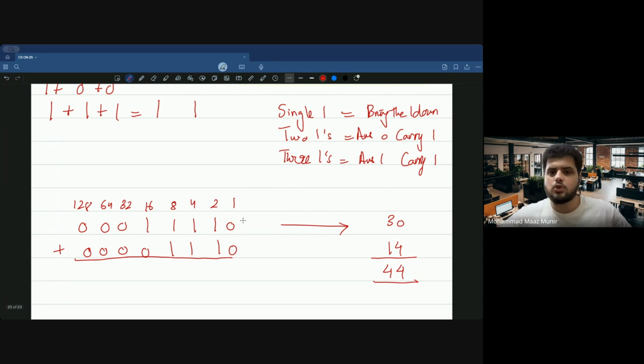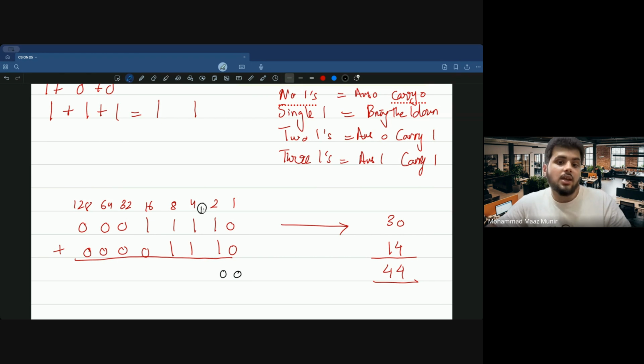0 plus 0. So no ones. This means answer also 0 and carry also 0. Okay, just one other element to it. So 0 plus 0 is what? It's going to be a 0. 1 plus 1, two ones, answer 0, carry 1. So 1 plus 1 is going to be a 0 with a 1 up here as a carry. Now we have three ones. 1 1 1. What did I say? 1 1 1 will be an answer of 1, and the carry will also be a 1.